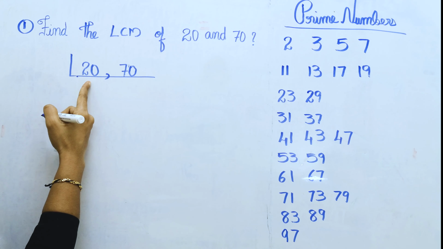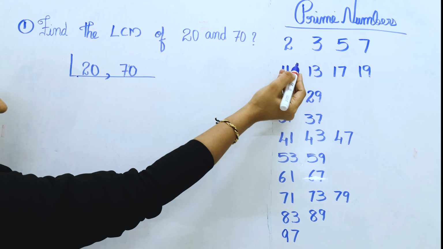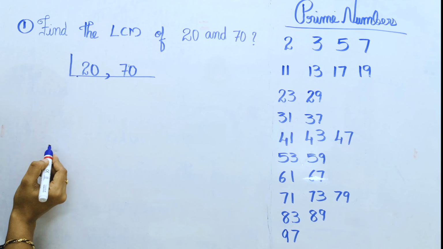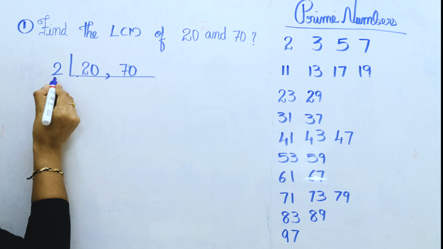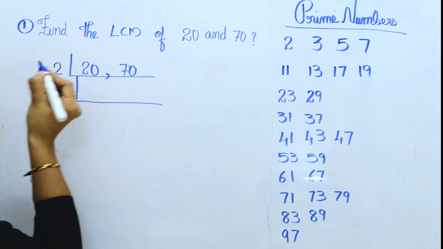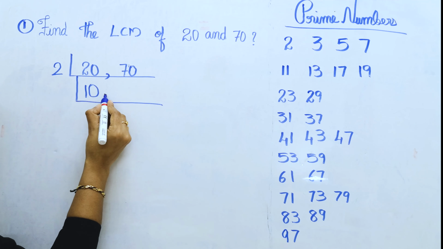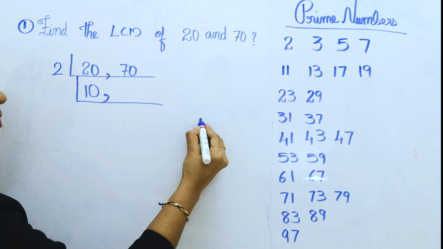So here, 20 and 70. 20 and 70 are divisible by both 2 and 5. That means both numbers come in the 2 and 5 tables. So let's see. Now I am solving using 2. In the 2 table, 2 tens are 20, then what about 70? For that you can divide and check.